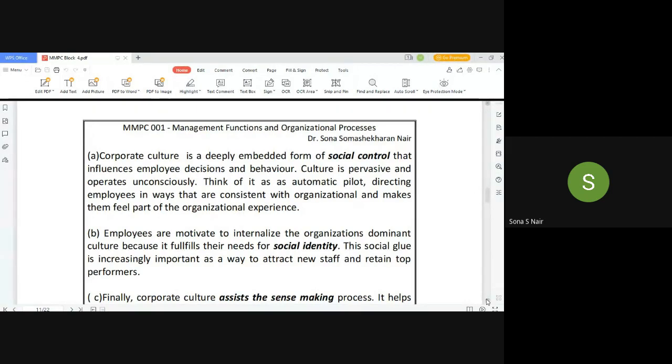Social identity is also ensured by culture, where people internalize the organization's culture and they become like that. And that becomes their identity. And that social identity also keeps people together because everyone wants to display the same kind of beliefs, values, attitudes.